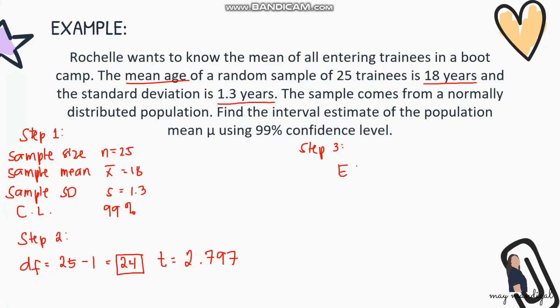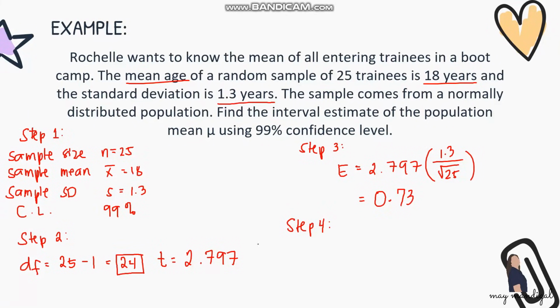And then again, let's solve for our margin of error. So E is equal to 2.797 times the sample standard deviation of 1.3 over the square root of 25. So just input it in your calculator, and the answer that we should get is 0.73. So that is our margin of error.